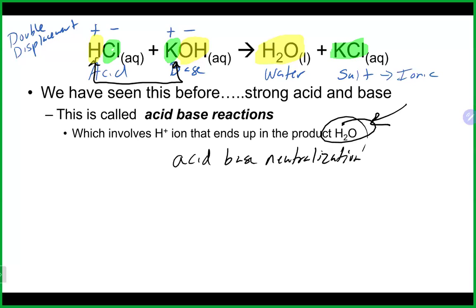So double displacement reactions account for solids being made, water being made, redox reactions account for all the electrons being transferred. And again, that's why those are kind of like the two big umbrellas, double displacement and redox, where you could get more specific in terms of your classifications underneath.